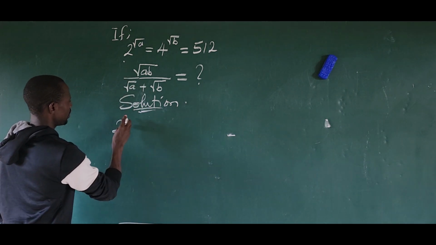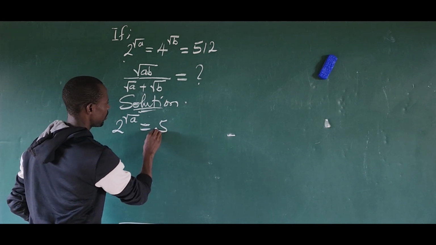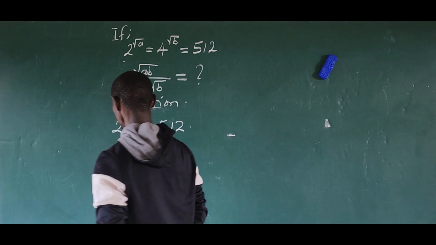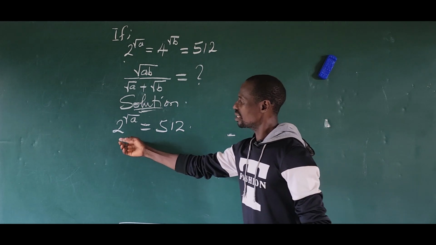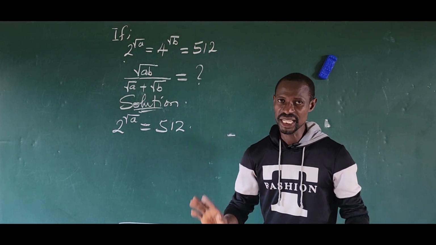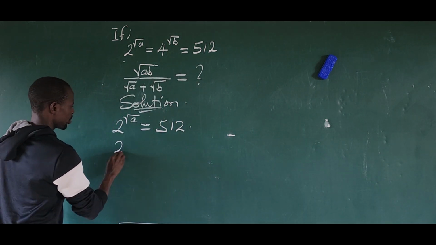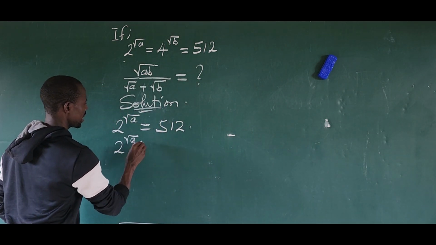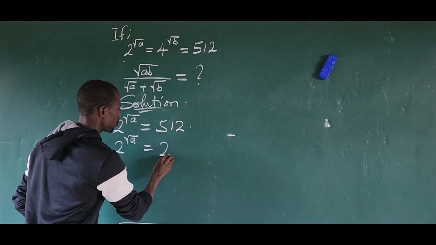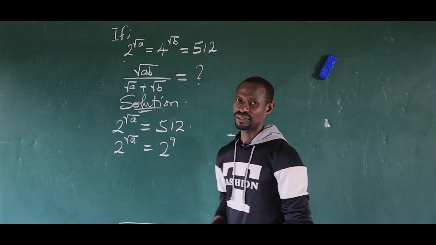So we have here 2 to the power of root A equal to 512. This is easy. Why? Because the base number is 2 here, and 512 can be expressed in base 2. That is the joy of it. So this is going to give us 2 to the power of root A equal to 2 to the power of 9. Okay, 2 to the power of 9 will give us 512.